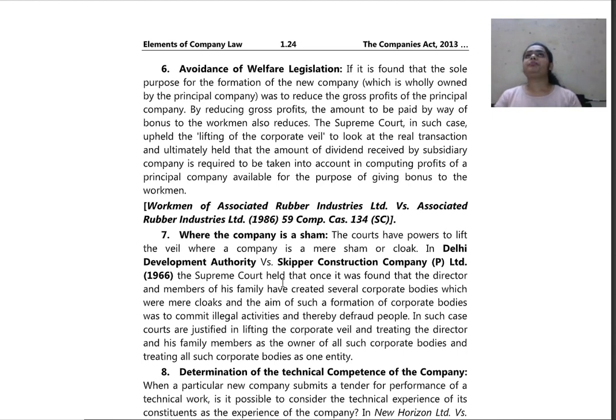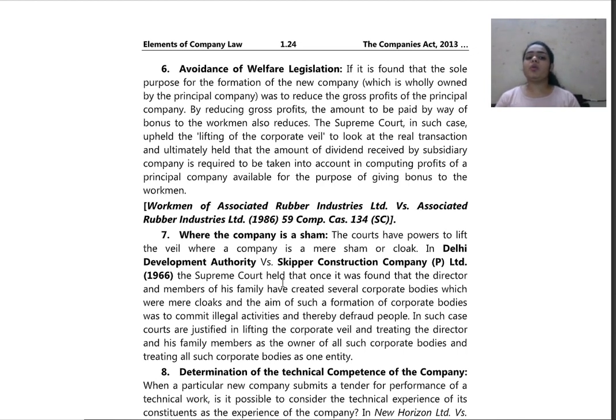So what does this mean? That is avoidance of welfare legislation. Now, in this case what happened was that a new company was formed which was a wholly owned subsidiary of a principal company, and it was done only for the purpose of reducing the gross profits of the company, because as we know, once the gross profit is reduced, we will have the actual profit that a company has created in the year. So to reduce the gross amount, what they did was they created a subsidiary company.